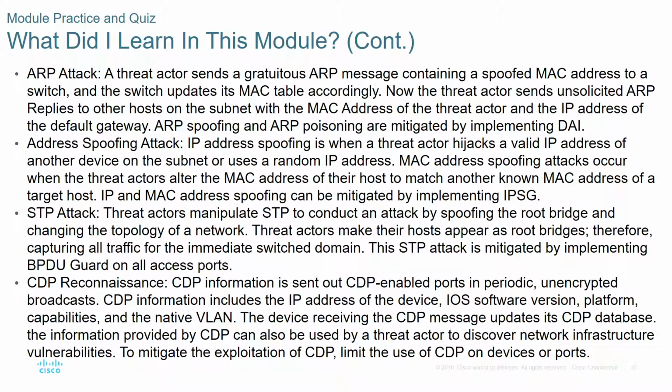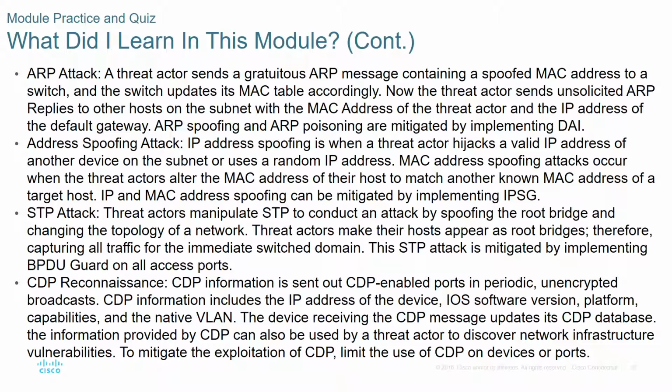Address spoofing attack: IP address spoofing is when a threat actor hijacks a valid IP address of another device on the subnet or uses a random IP address. MAC address spoofing attacks occur when the threat actors alter the MAC address of their host to match another known MAC address of a target host. IP and MAC address spoofing can be mitigated by implementing IPSG.